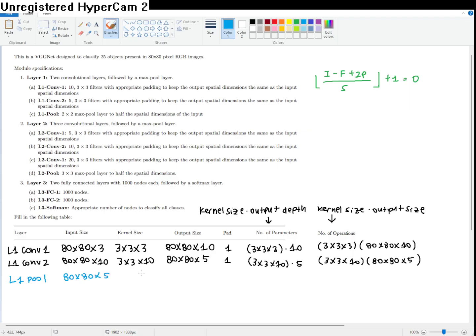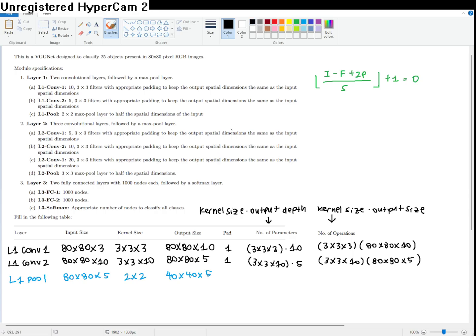And the kernel size actually doesn't really exist. You don't need to put anything for the kernel size here. If you want to put 2 by 2, because that's specifically the pooling filter, then you can, but it's not essential. But the output essentially is going to have half the spatial dimensions of the input, so it's just going to be 40 by 40 by 5 here.